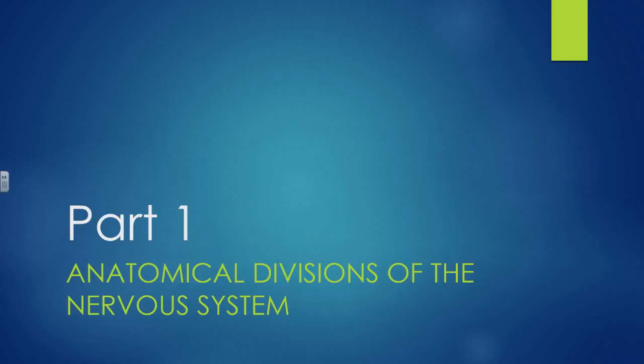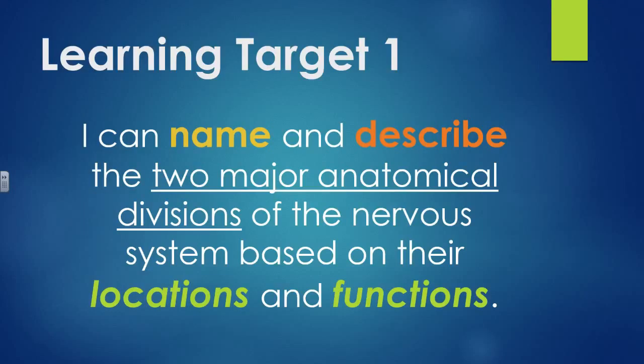Part 2 is going to cover the structure and function of neurons, and Part 3 will cover the structure and function of the neuroglia. So, our first learning target, which we'll cover in this first video, is going to be naming and describing the 2 major anatomical divisions of the nervous system based on their locations and their functions.